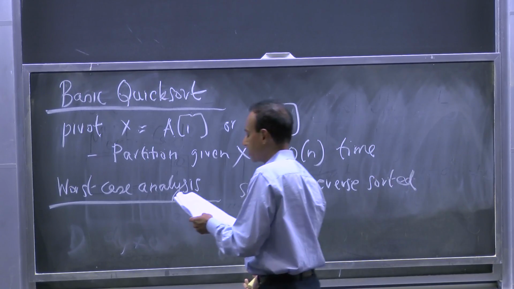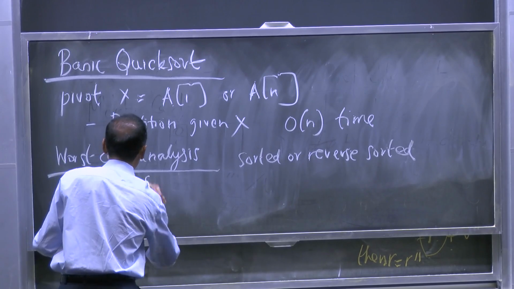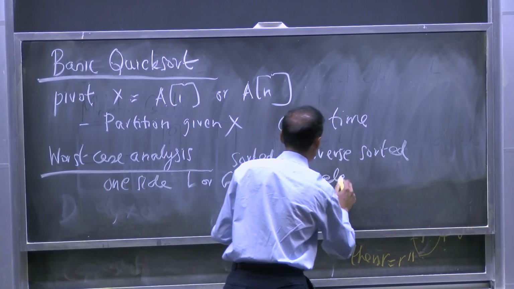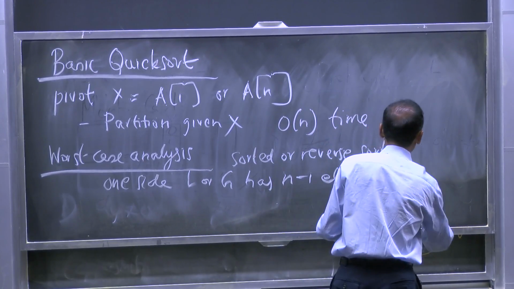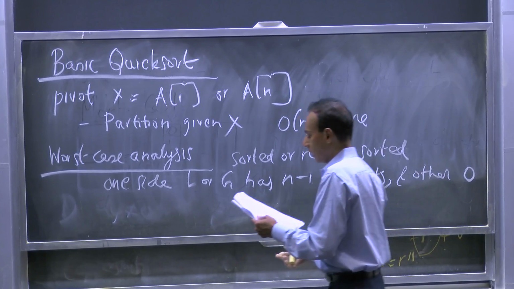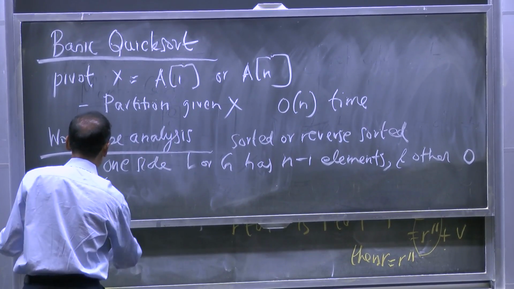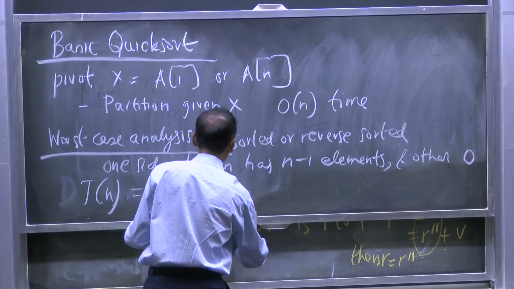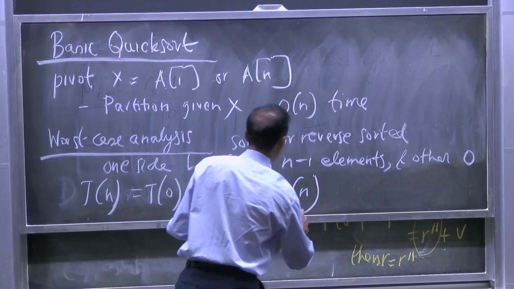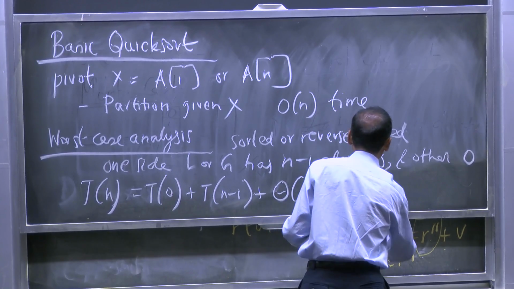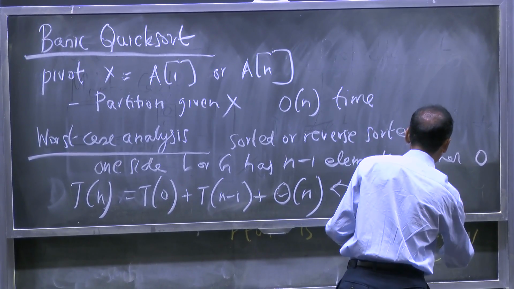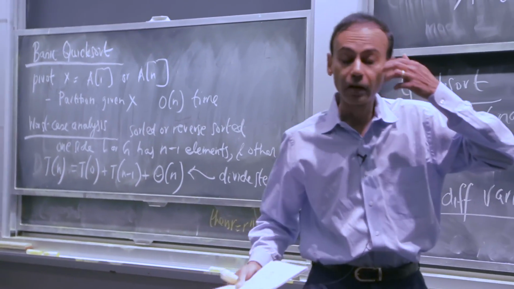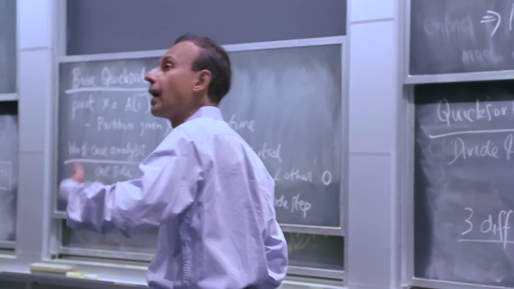You can have a worst case situation where one side, L or G, has n minus 1 elements, and the other has 0 elements. And so if you look at our recurrence associated with this, you could have T(n) = T(0) + T(n minus 1) + theta n. And why do I have a theta n here? Well, remember that I still have to do this divide step, or this partition step, in order to compute this unbalanced array. So I do have to look at each of these elements and do the comparison.